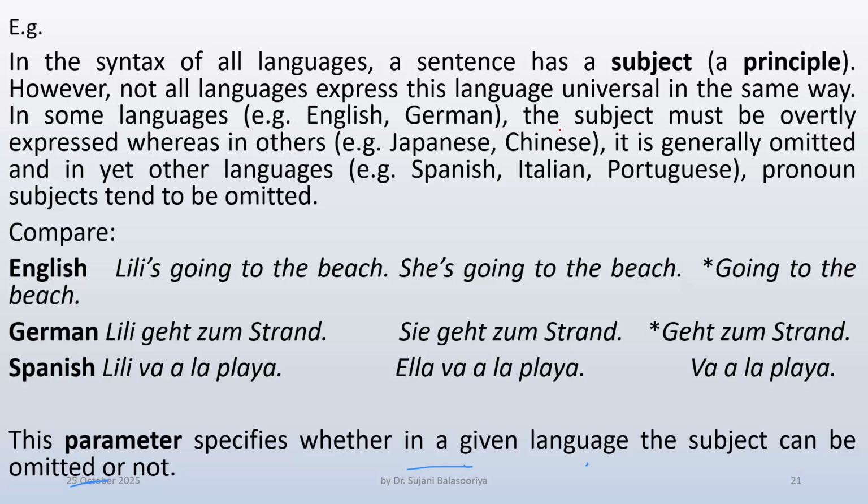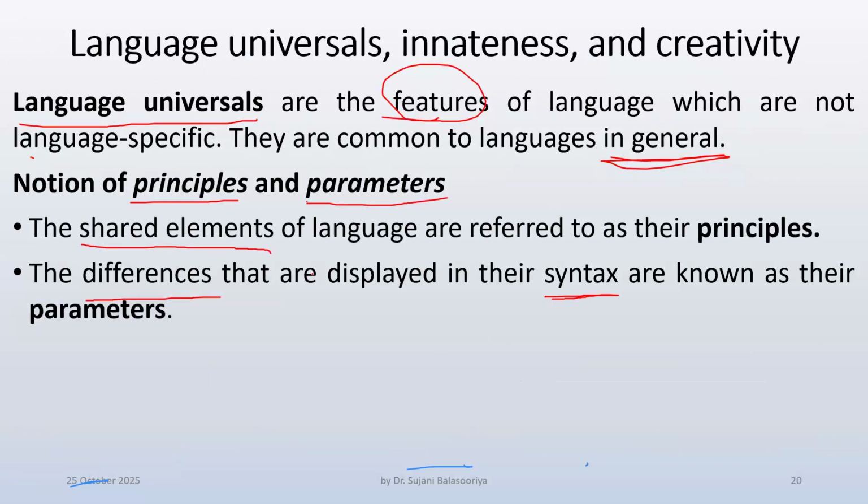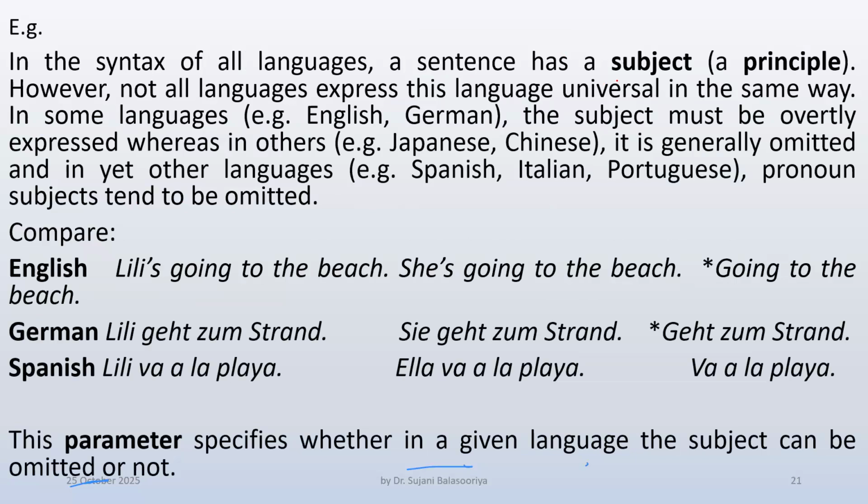Now here, what do we say? I'll just refer to the lines first. In the syntax of all languages, a sentence has a subject, irrespective of what the language is. There is a subject in any sentence. That's the idea here. Now, just think about your mother tongue, Sinhala or Tamil, and English. In any language, we can find sentences, and in these sentences, we definitely find a subject. So, that is a principle, because principle means, as I told you earlier, shared elements of language, things that we can find in common among many languages. So, having a subject in a sentence is a principle. I think that point is clear to you.